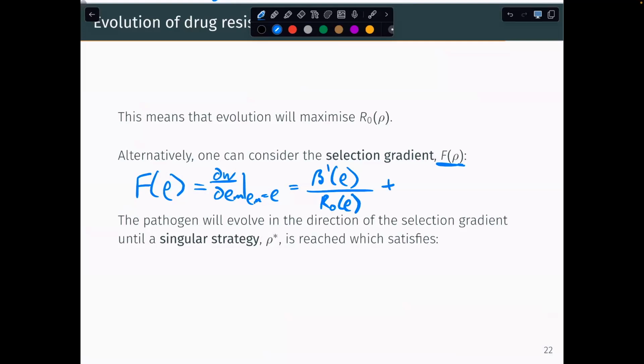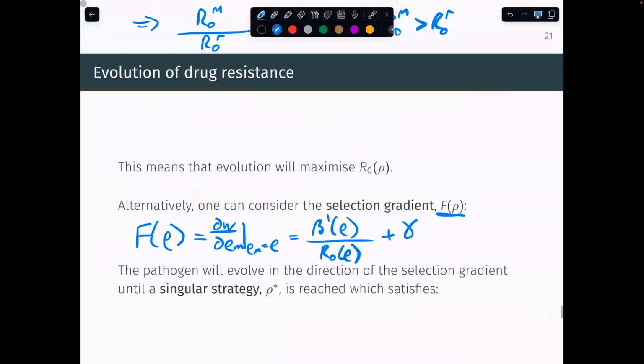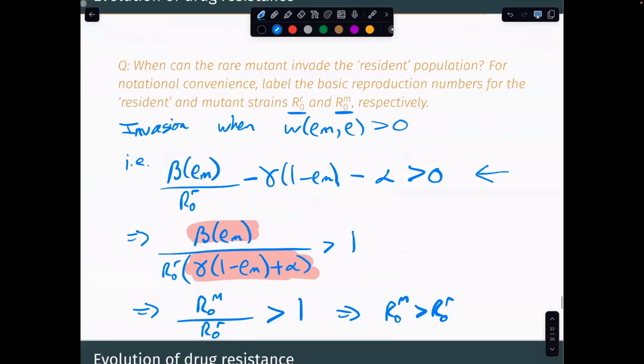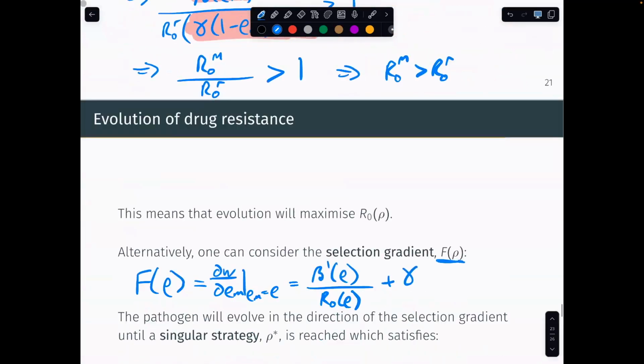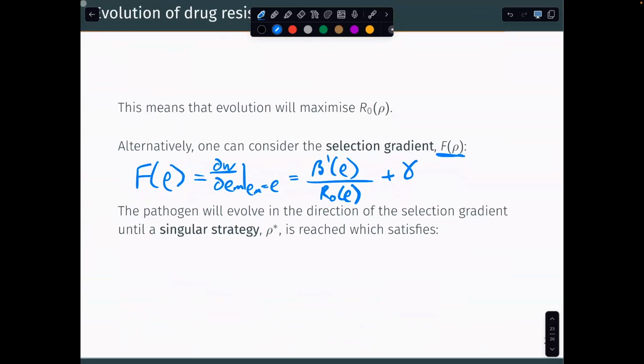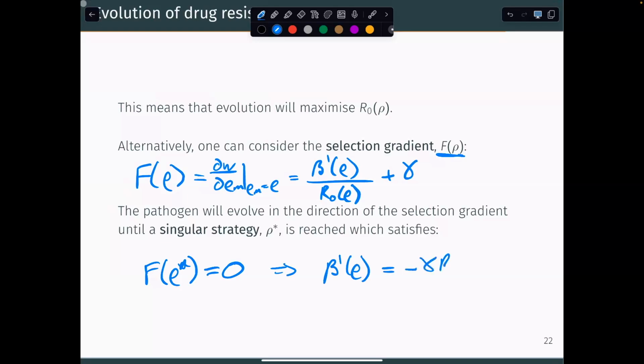plus gamma. We get a plus gamma here because we had a plus gamma times rho M, so that's linear in rho M. The alpha disappears because there's no rho M term, so we just end up with a plus gamma. And therefore, a singular strategy must satisfy this selection gradient equal to 0. In other words, beta prime of rho must equal minus gamma times R0 of rho.